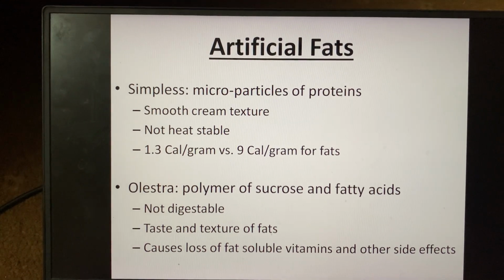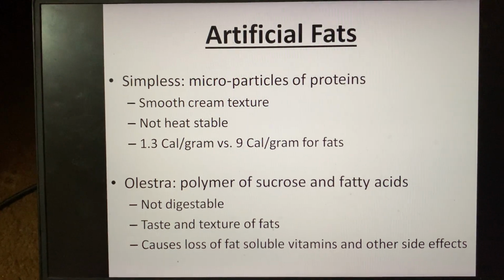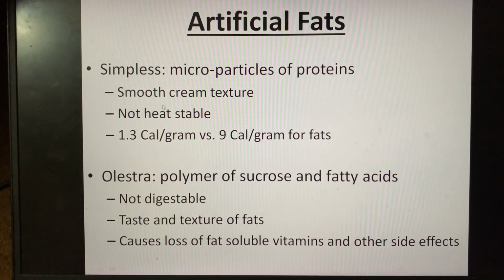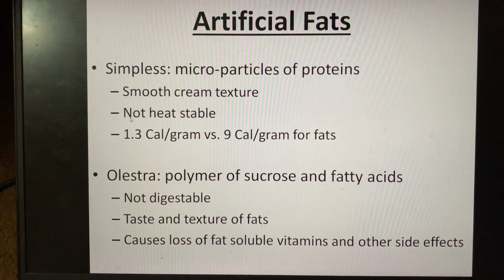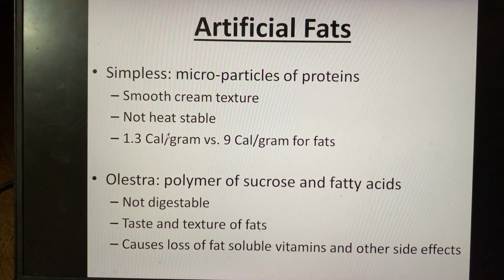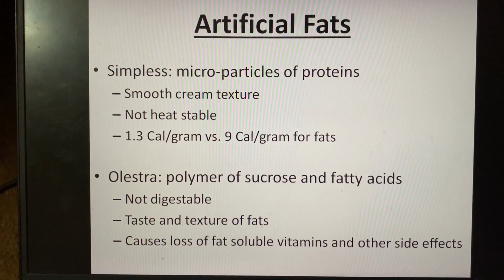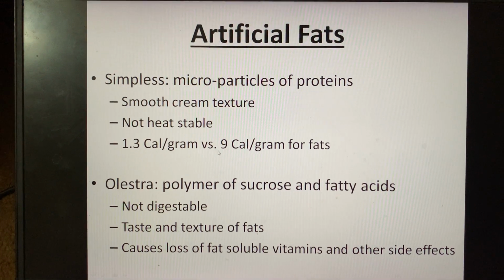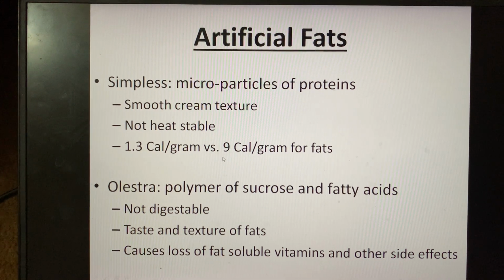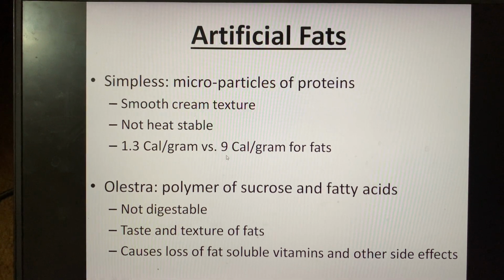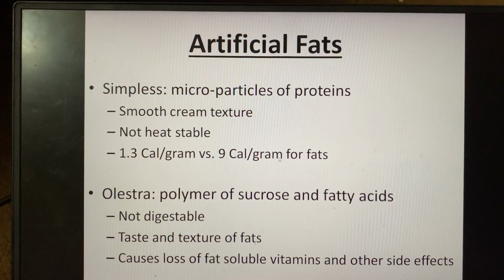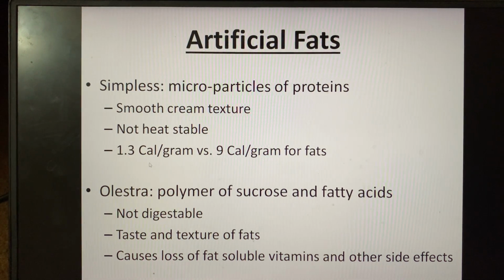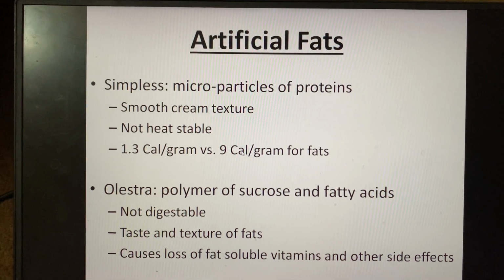Artificial fats. Fats can also be produced artificially. They are the simplest microparticles of proteins, with a smooth cream texture, not heat soluble, stable. They produce oil when heat is applied, and the calorific value is 1.3 calories per gram as compared to fats, that is 9 calories per gram. This is the calorific value for proteins, and this is for fats.